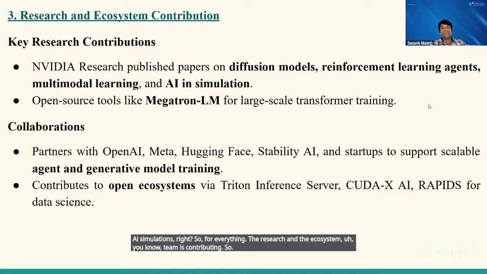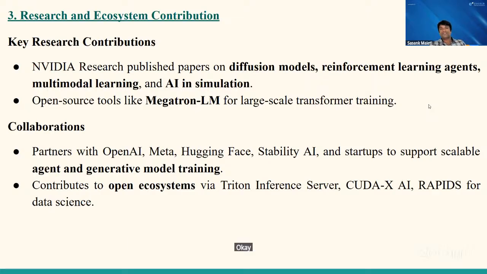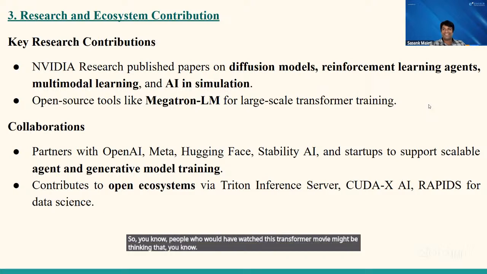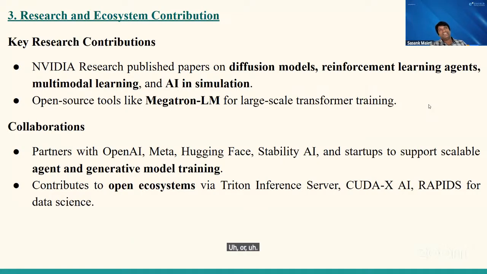So they have an open source tool called Megatron-LM. Okay, so LM is nothing but a language model. This is basically used for transformer training. Okay, so Megatron and transformer. People who have watched the Transformers movie might be thinking that these words are somehow connected to the movie. I don't know exactly whether the movie used these terms or these terms are used by the movie, vice versa, that I'm not sure actually.